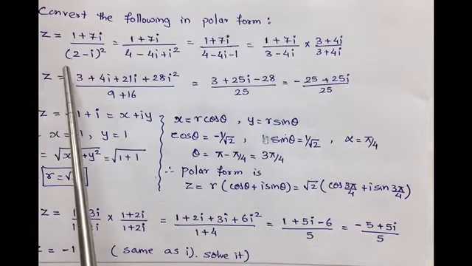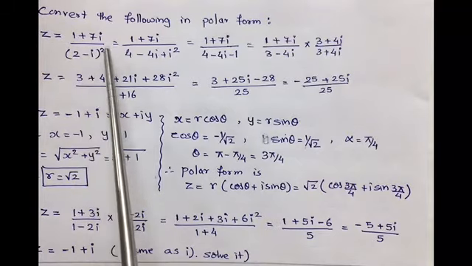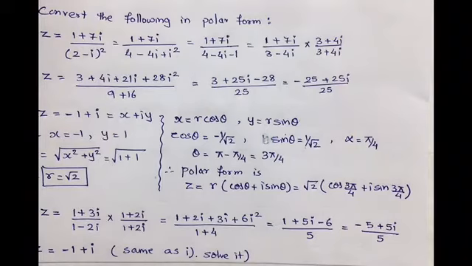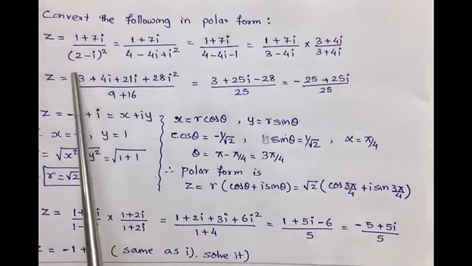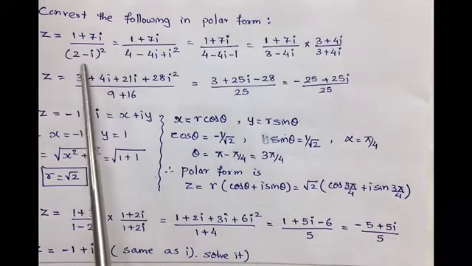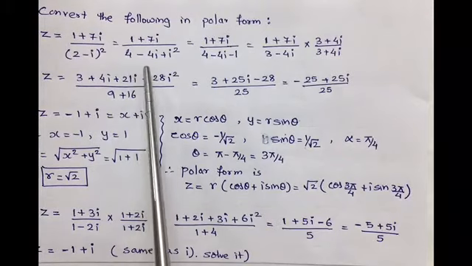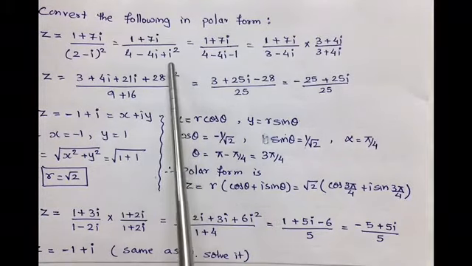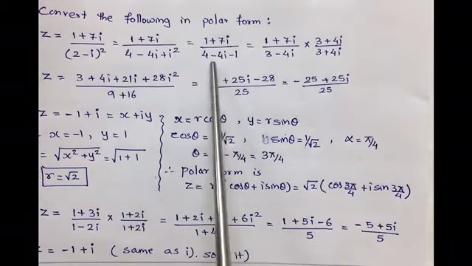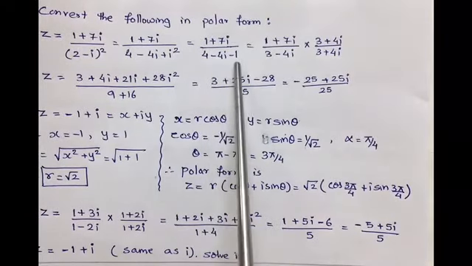For that, z is given as (1 plus 7i) upon (2 minus i) whole square. Now, when we want to convert it to polar form, we want the value of r and theta. But before we get r and theta, the fraction is to be simplified and brought in standard form. So the denominator is expanded, that is 4 minus 4i plus i square. The i square value is kept as minus 1. So it becomes 1 plus 7i upon 4 minus 4i minus 1.